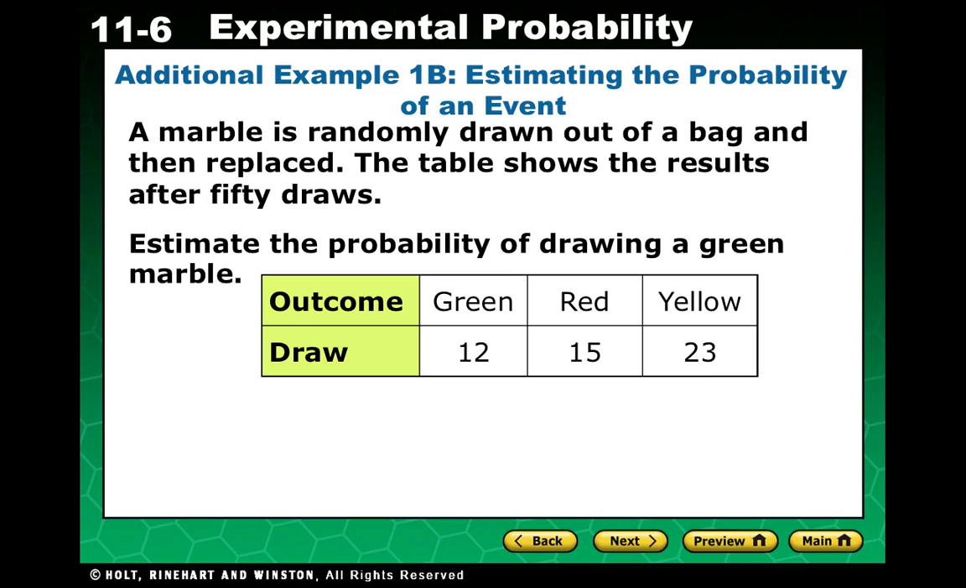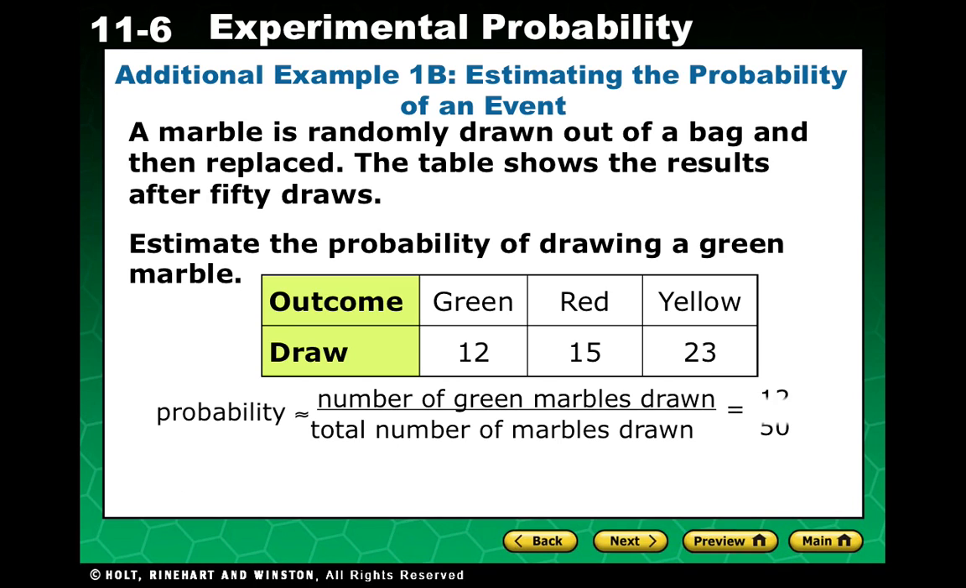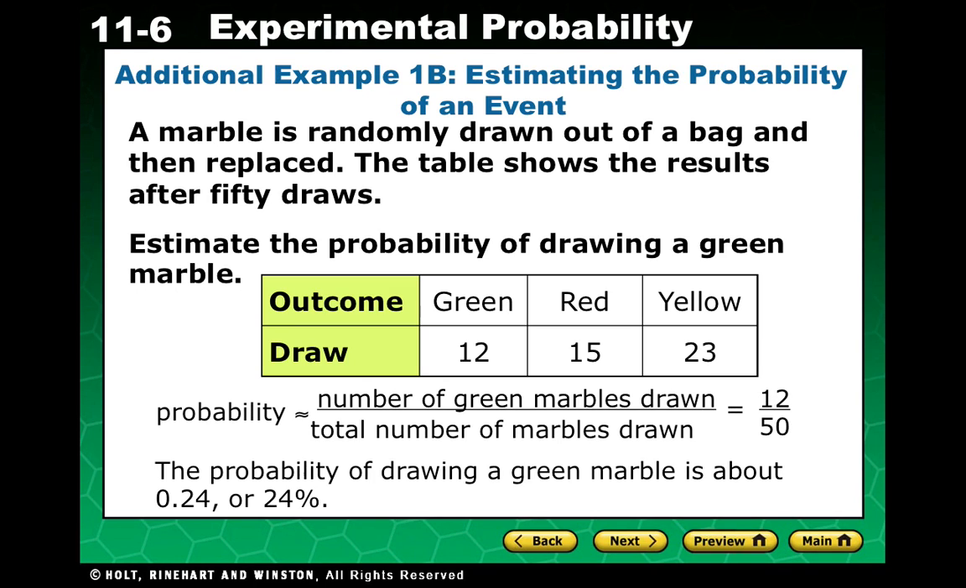So same thing for green. This time it'd be 12 out of 50 and divide, and we have 0.24 or 24%.